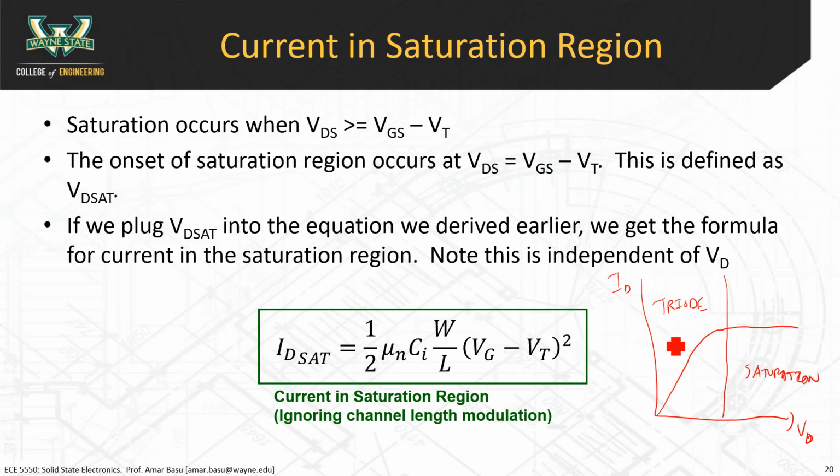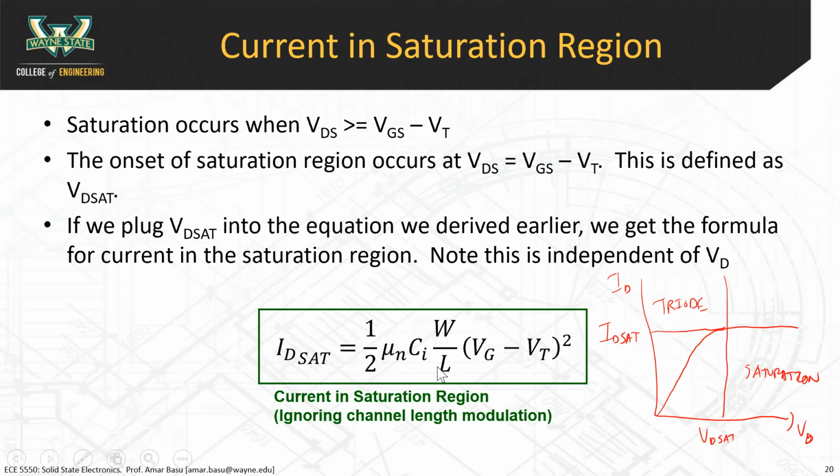So ID sat is this thing right here. It's the current at which saturation begins. And VD sat is right here, the voltage at which saturation begins. That VD sat is equal to VGS minus VT for an NMOS device.